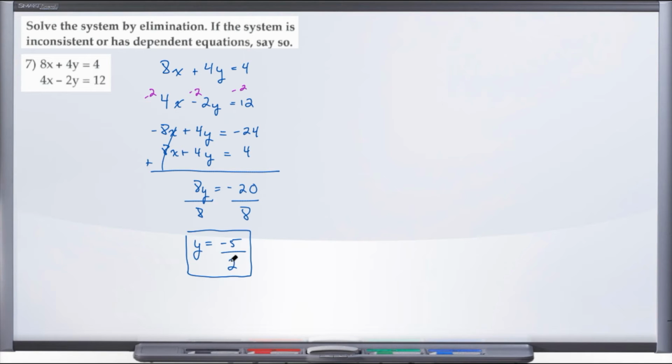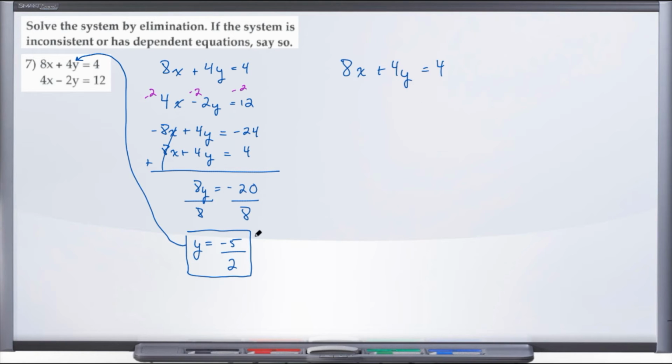All right, so now that we've solved for y, let's go ahead and take this value and plug it back into one of our original equations. And of course you could plug into the equation that we multiplied by negative 2, but I usually go back to one of the originals. So why don't we take this value, and I'm going to plug it back into the first equation. So we had 8x + 4y = 4.